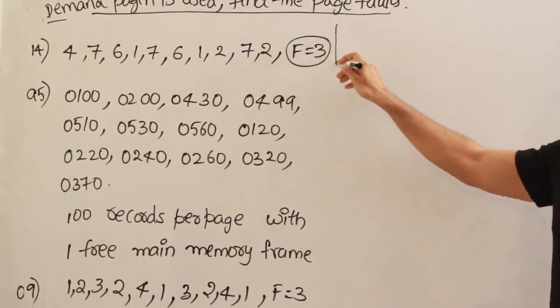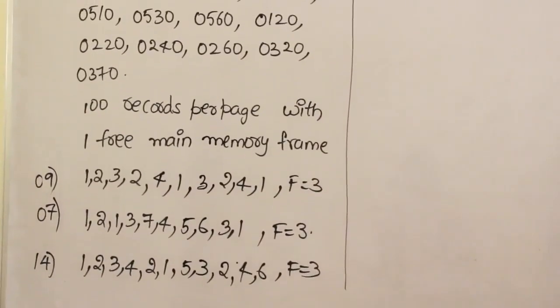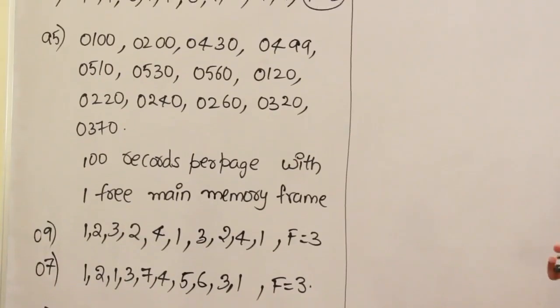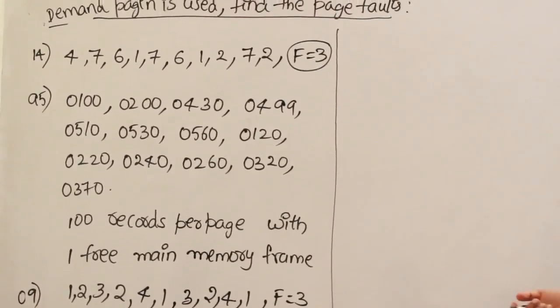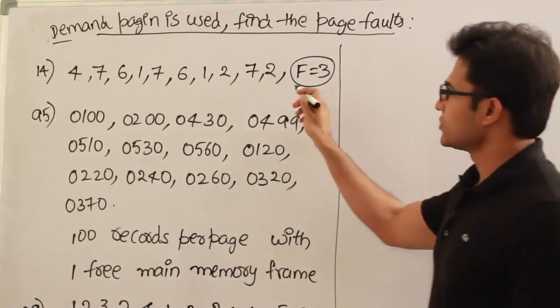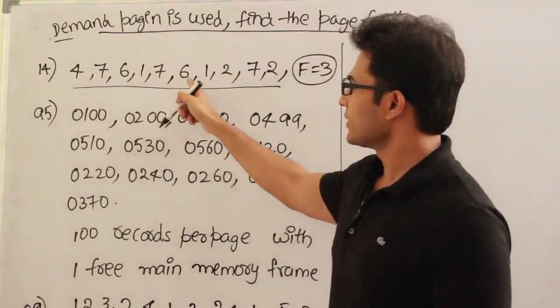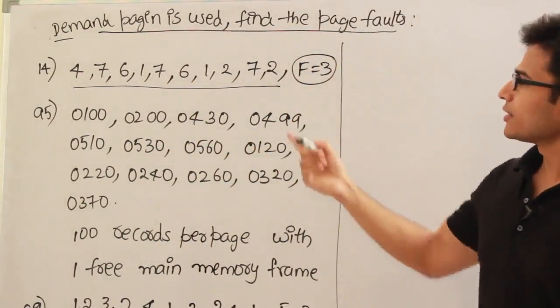They have asked each question for only one algorithm, either FIFO or LRU or optimal. I'll take each question and solve it for all three models. That way we can practice more. Okay, let me start. This is called a reference string, right? In any reference string, when they say 4 7 6 1 like this, they mean the page numbers, right? So let's solve question number 1.